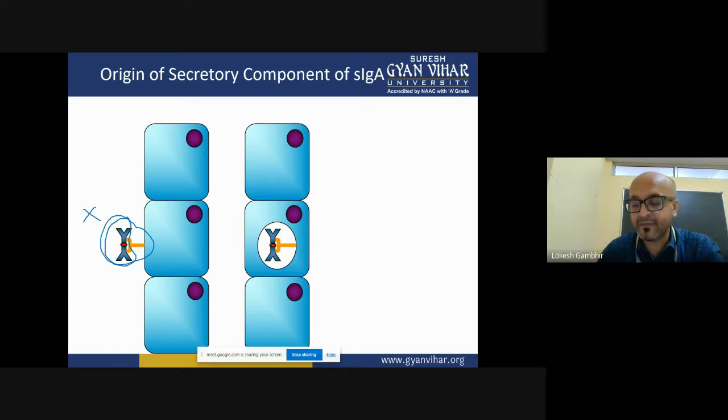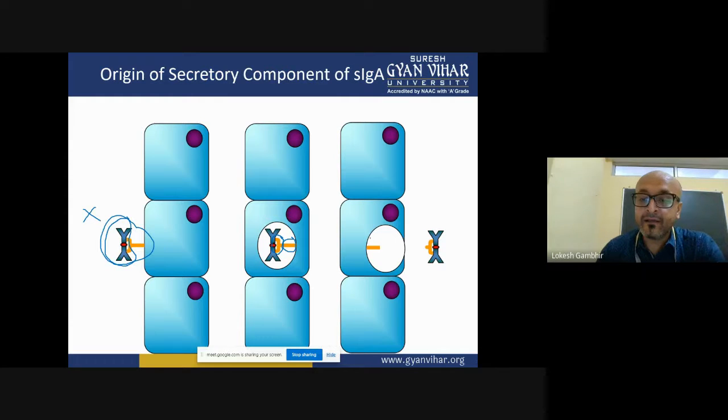Once it is back inside the vacuole, the receptor is present in two parts. If you see, there is a stalk which is binding to the membrane of the vacuole, and there is an upper part which is specific for the dimeric immunoglobulin A. So what happens next? It releases the molecule of dimeric immunoglobulin A bound with J chain along with the portion of the receptor which was present on the epithelial cell. And this particular portion is actually the secretory component of immunoglobulin A.